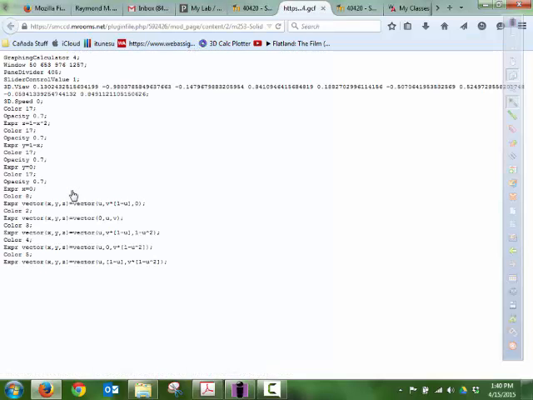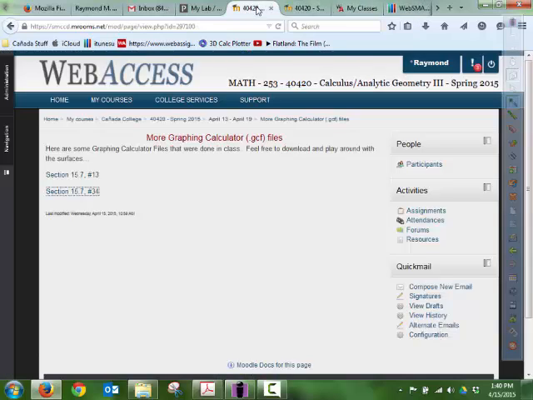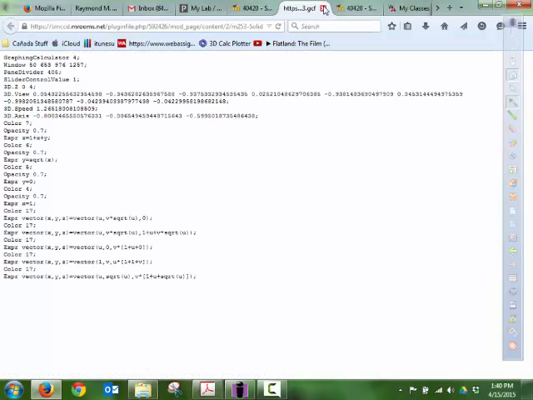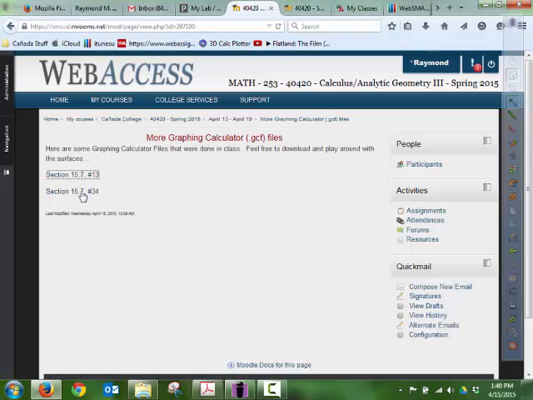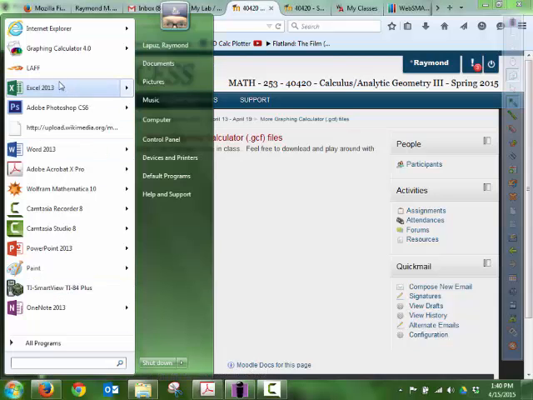It's supposed to be a link that's downloadable. Did you guys try to download the graphing calculator files from before? No? Somebody asked me to put that up there and then they didn't download it. Who asked me? I forgot who. Oh, that sucks.